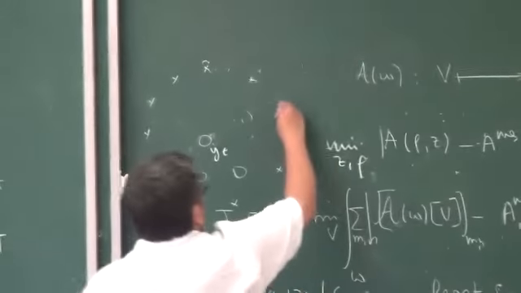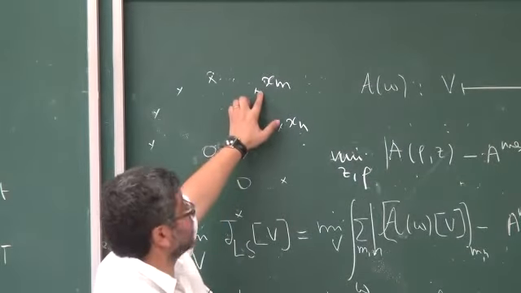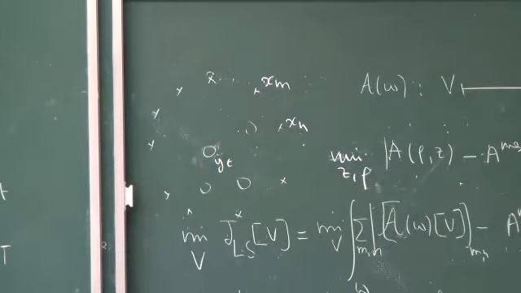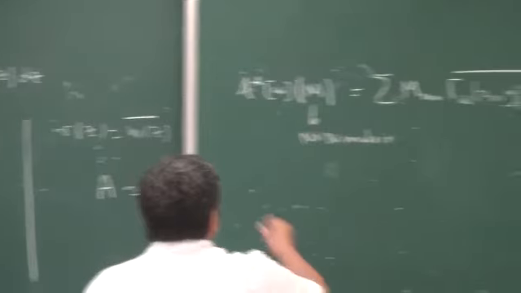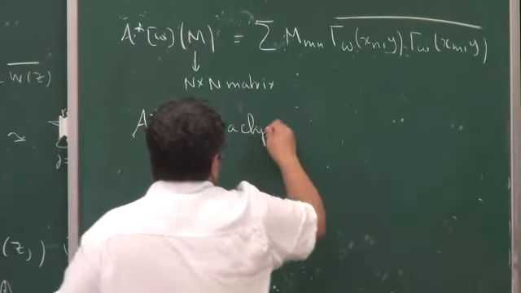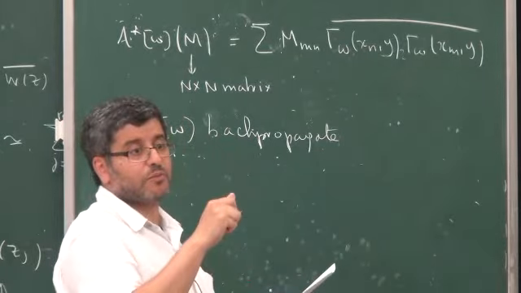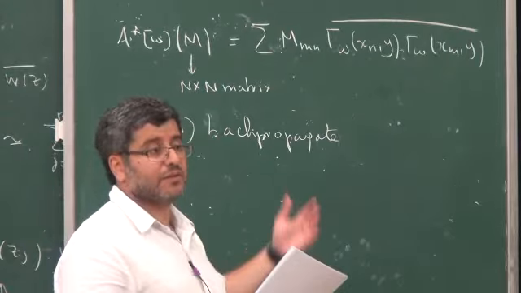Xn is here and xm is here. For this xn and xm, you get the entry mn of the matrix M, and you multiply it by the complex conjugate of this product of Green functions. So this is A star. This A star corresponds to back propagation, which is just taking a complex conjugate of these fundamental solutions.